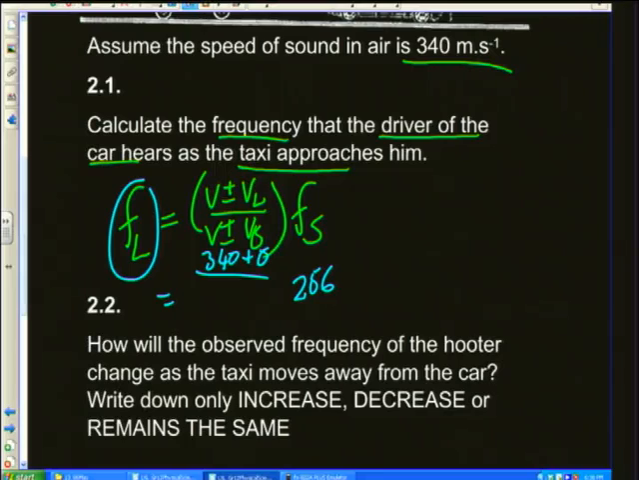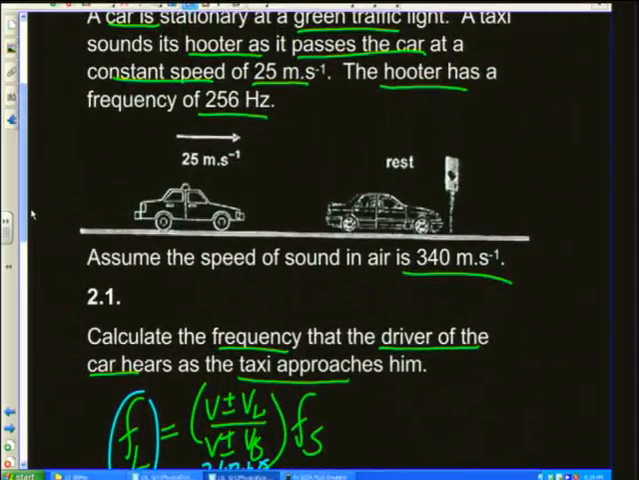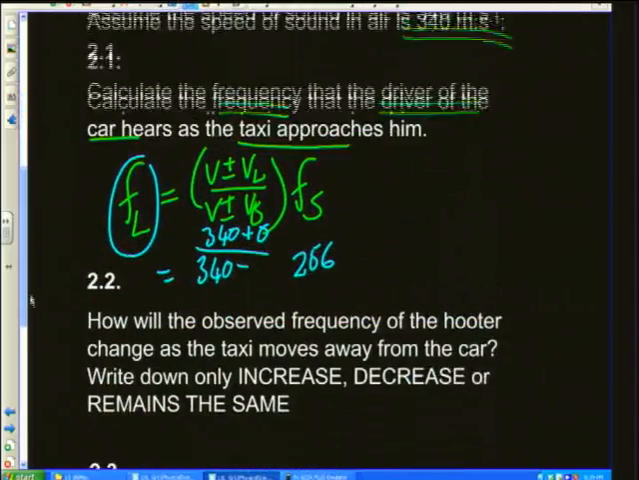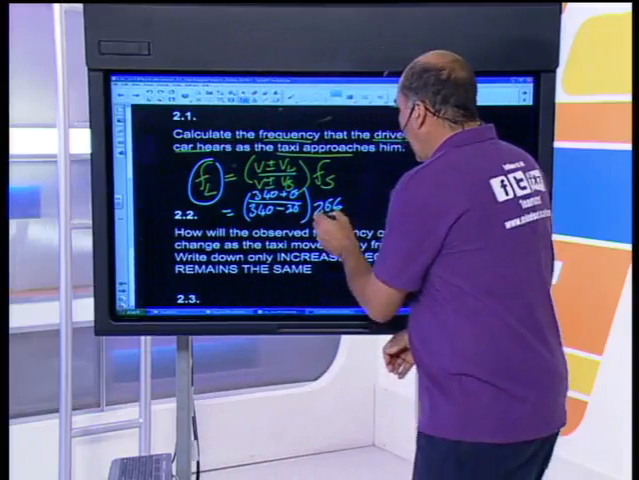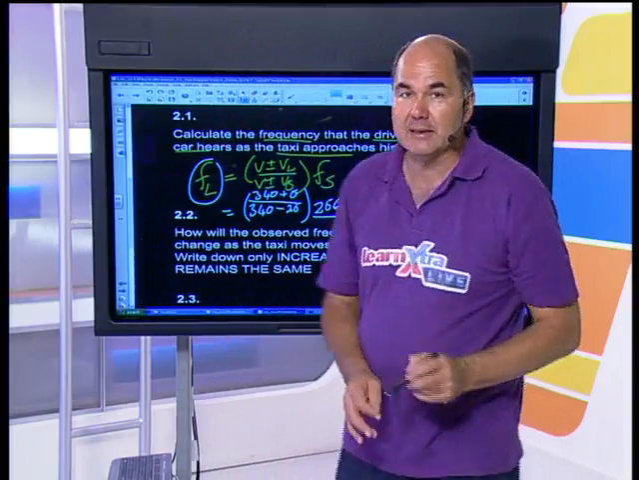Now you have to decide, is it the 340 plus or minus? Well, it must be minus because the taxi is moving towards him. So we're going to say minus the speed of the taxi. And we were told the taxi is moving at a constant speed of 25. So we must take out 25 and put that in. And I'm going to leave you to use your calculator to get an answer. Check that it is a higher frequency than 256, then you know you've got the right answer. But for now, over to you, AB.